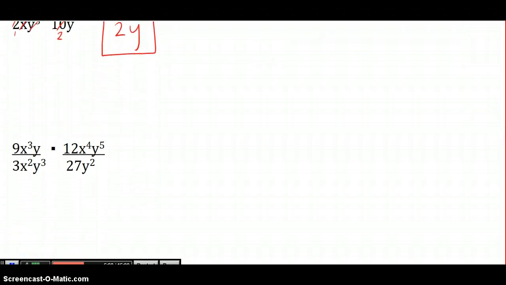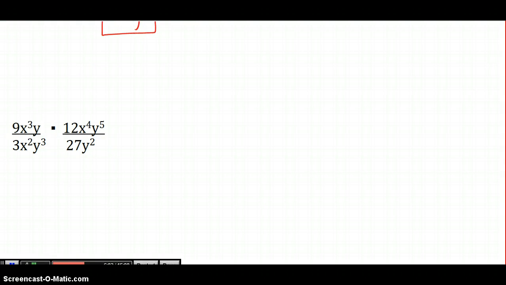This next one, the same thing's going to happen. Again, you can multiply straight across first and then cancel out everything, but I don't like to take 9 times 12 and you'll get huge numbers. It's just easier to cancel out first. So like this 9 and 27, 9 goes into 27 3 times. This 3 and the 12, 3 goes into 12 4 times.